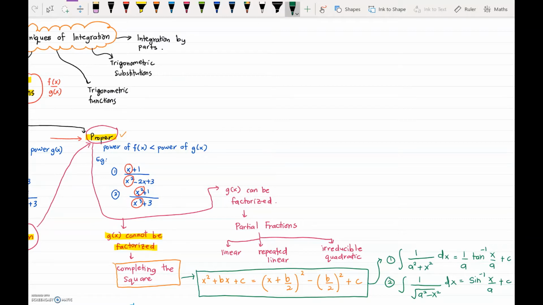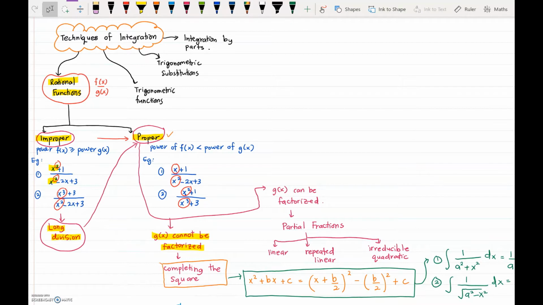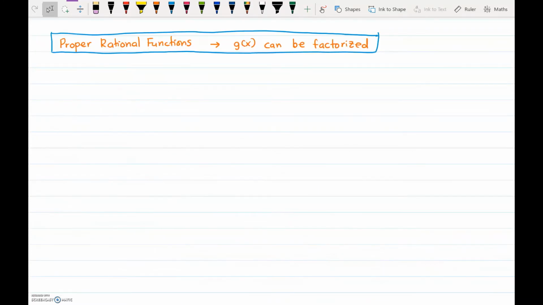All right, so now we will continue with the next topic, where you have the integration of a rational function in the form of a proper rational function, and the case where your denominator g(x) can be factorized. If your denominator g(x) can be factorized, we will simplify by using partial fractions.